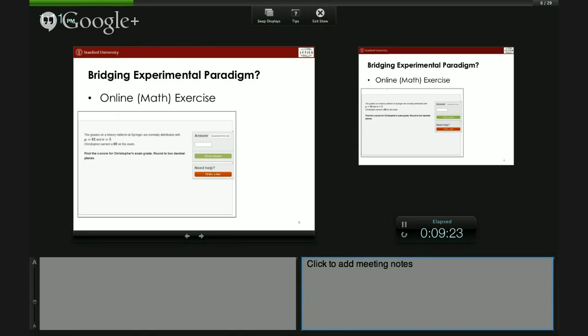So here's one bridging experiment paradigm that's really come out of thinking about MOOClets. This is an online math exercise, and this one is actually from Khan Academy. If you look at their website, khanacademy.org, they've got hundreds of these exercises, from adding and subtracting all the way up to university-level calculus. Every one of them takes this basic form. You see a statement of a problem: the grades on this history midterm are normally distributed, with a mean of 82 and a standard deviation of 5. A student scored 69. Can you find the z-score?